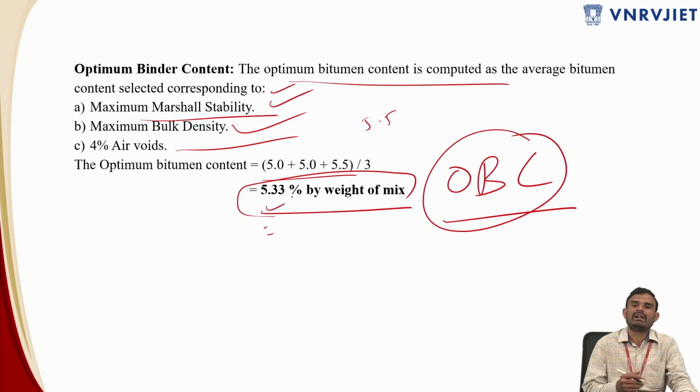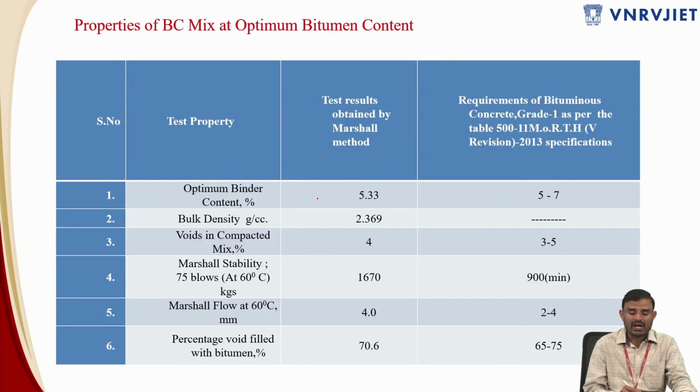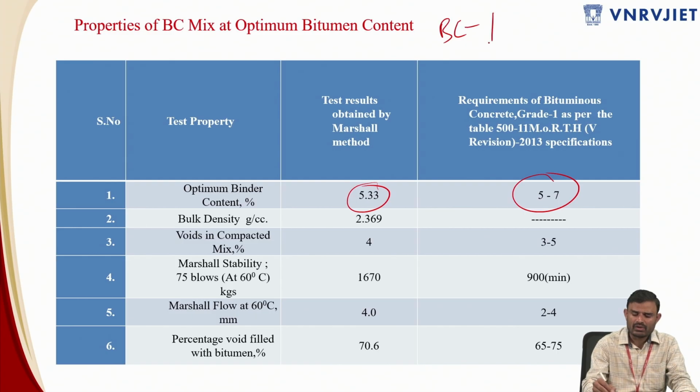Now you have to again cast your new specimens with this optimum binder content of 5.33, and then you are supposed to do this original testing again. So for bitumen gradation, you will be having the code book, or you'll be having the MS2 manual. So you have to check what are the limiting values of bitumen content. Yes, it should be between 5 and 7. I have got the value between them.